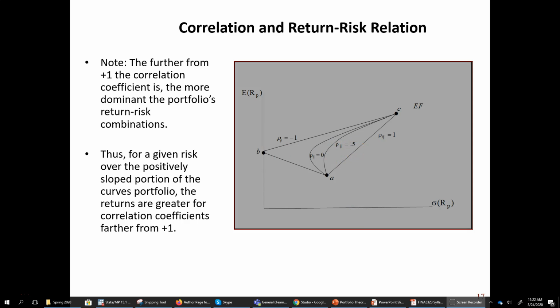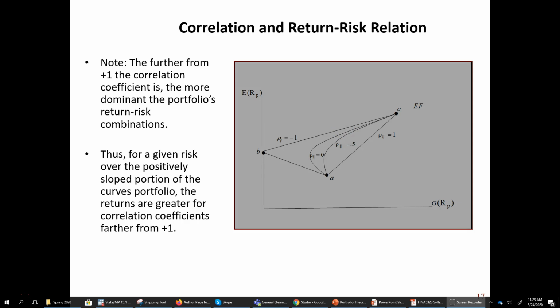If we go to a correlation coefficient of 0.5 for the same level of risk, we're getting a higher return. And if we even go further away from a correlation of 1 down to a correlation of 0, we even get a higher return for a given level of risk. And if we get as far away from a perfect positive correlation as we can, in other words a perfect negative correlation, we get an even higher return. So this provides us some insight into diversification.